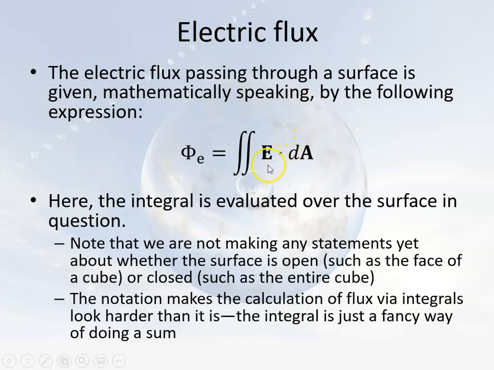What do I mean by the angle between the electric field vector and the area vector? The area vector for a surface always points directly out from the surface. It's always normal to the surface. So if the electric field is also normal to the surface, that angle is 0, and cosine of 0 is 1.